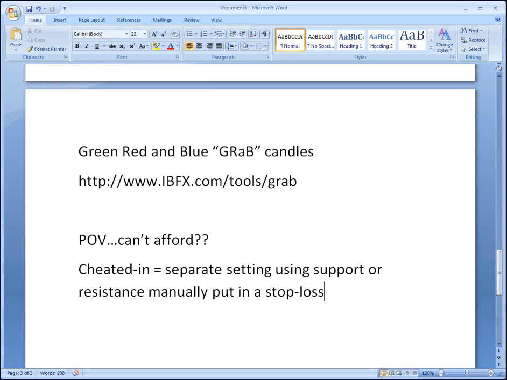So the same criteria would apply to any set of moving averages. Absolutely.